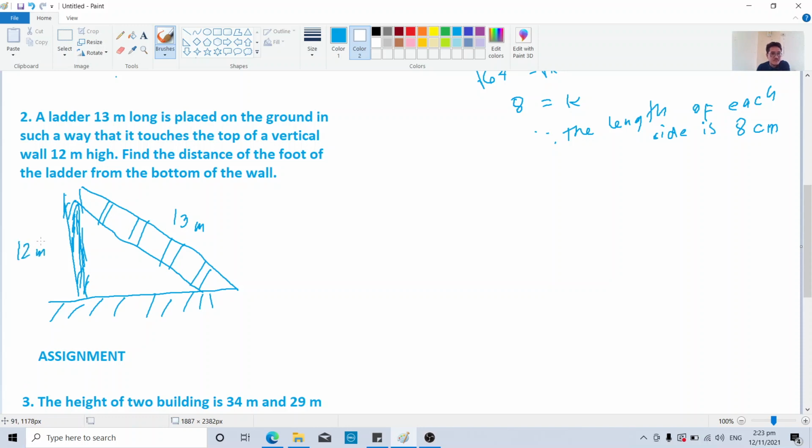Find the distance of the foot of the ladder. Asa ba yung foot ng ladder? Ito. Andito yung foot. Foot of the ladder from the bottom of the wall. Andito yung bottom of the wall. Alisin natin yung sumobra. Ayan yung pinapahanap. Yan yung ground. Ano daw yung length nito?